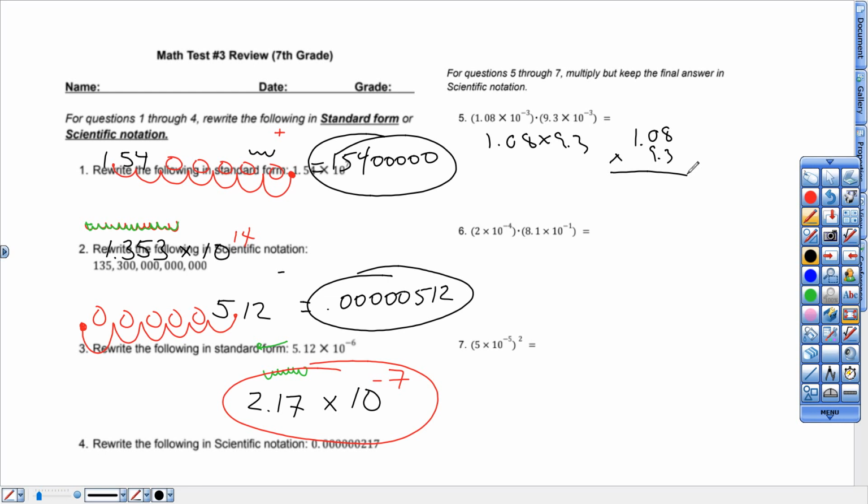Wait, how do I? Oh, I do 3 times 8, 24. Put a 4 right there. Carry the 2. 3 times 0 is 0, plus that 2, 2. Good. 3 times 1, it's 3. Yep. This place we got to put a 0 or an x.